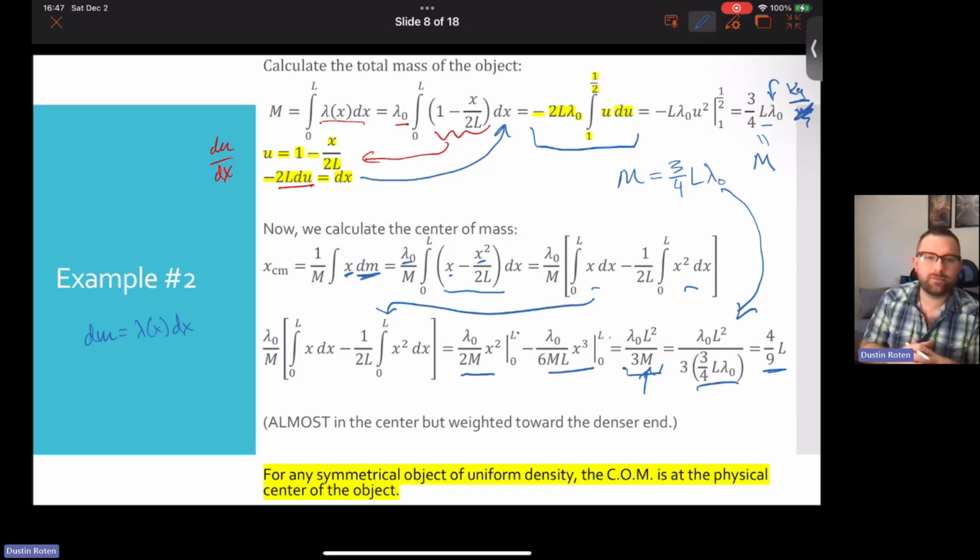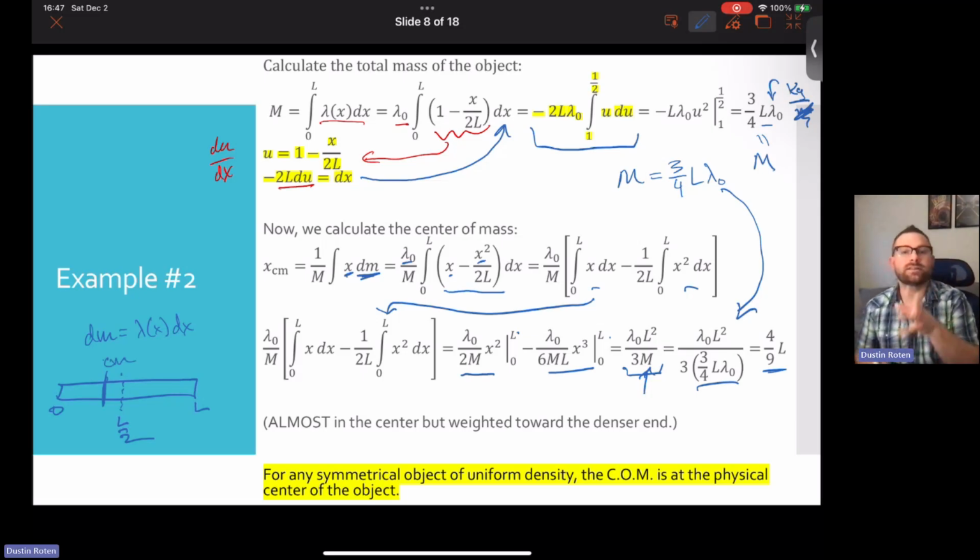You'll notice that the center of mass is almost right in the middle of this rod, because 4.5/9 would be 1/2 L. So it's actually weighted a little bit more toward the left. If this is L/2, this is L, this is 0, my center of mass is actually over here just a little bit. That's because this object is more dense on the left side than the right side. So it is going to be weighted a little bit more toward the more massive side.